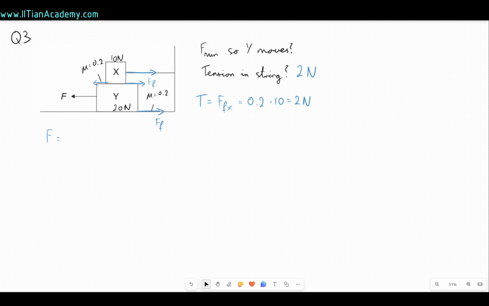So what we can say is that the frictional force at the ground on Y is going to be from the total weight of the system, as the normal force here is going to be the weight of this plus the weight of this. So that will be 30 times 0.2. And then we add this frictional force that's pulling X back. So if we do this, we get 8 newtons. So the minimum force is 8 newtons, and so the answer is A.